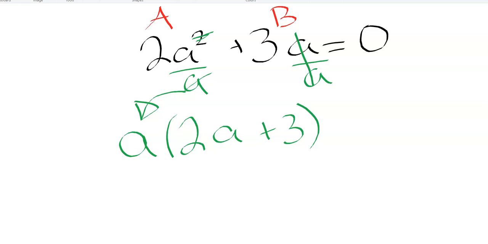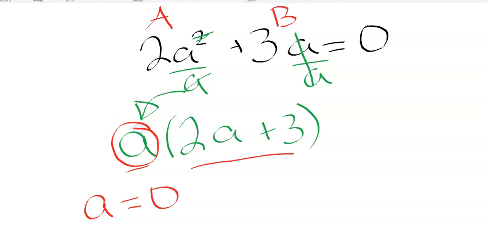I'm going to take each one of these factors here and set them equal to 0. So I'm setting A equal to 0. That was this GCF that I factored out, so that is technically still one of my factors. All right, and then I'm going to take that factor and set 2A plus 3 equal to 0.